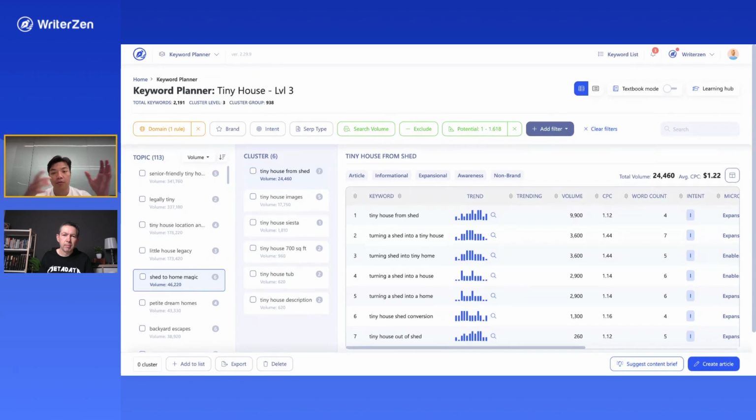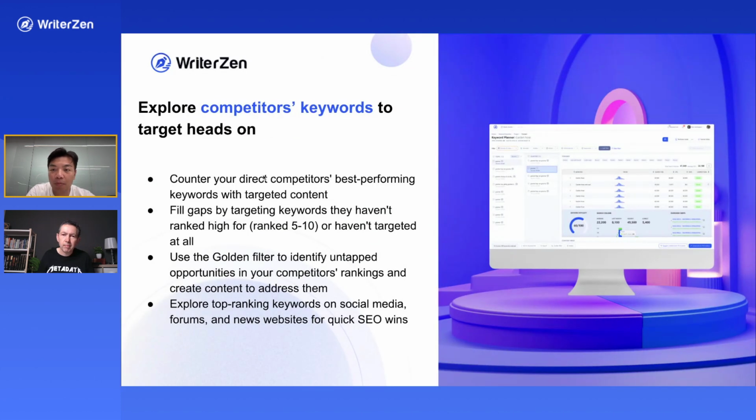And from there, just imagine you boil down 3,000 to 4,000 incredibly lucrative keyword opportunities. Then you just generate content for them. That alone would be a month's worth of content. Absolutely. So back to this, that would be exploring competitor keywords to target head-on. So that's the second way for you to do it.